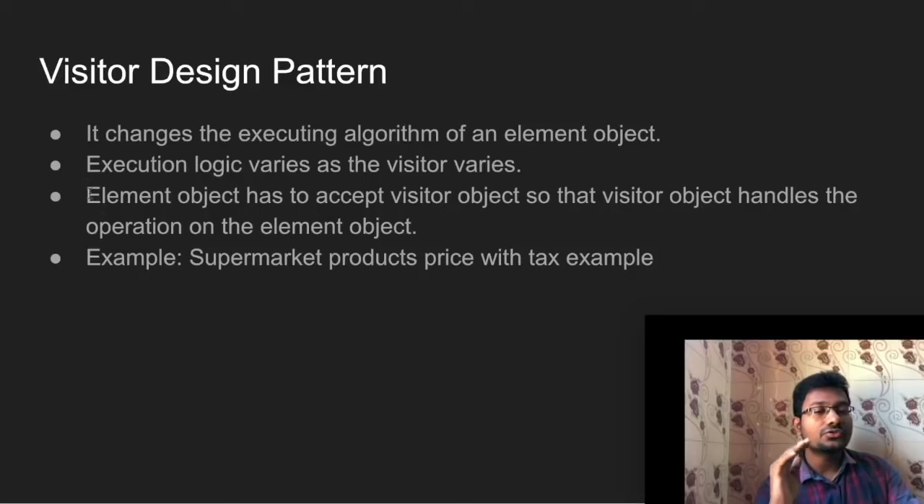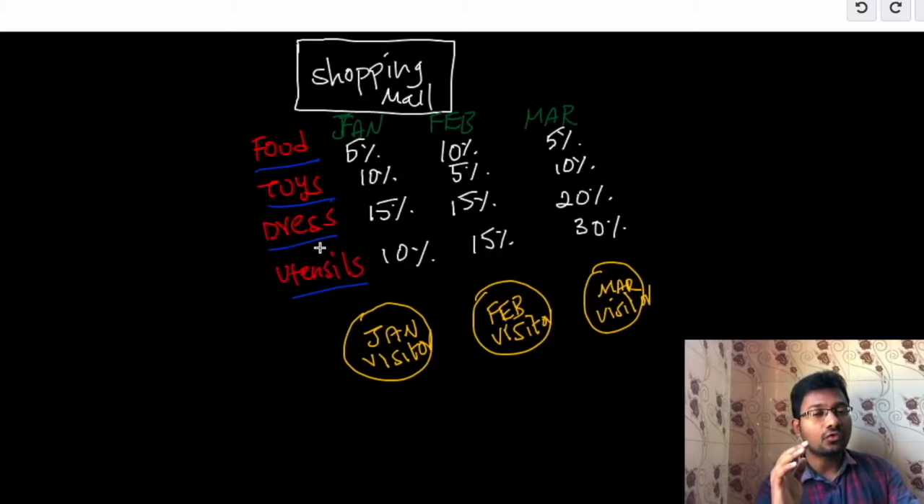And the third point states that element object has to accept the visitor object so that the visitor object handles the operation on the element object. So here, these are the 4 elements. These 4 elements need to accept the visitor objects so that the visitor object can execute its algorithm on the elements. So this is the simplest example where the visitor design pattern is playing a major role in real life example, in real time.